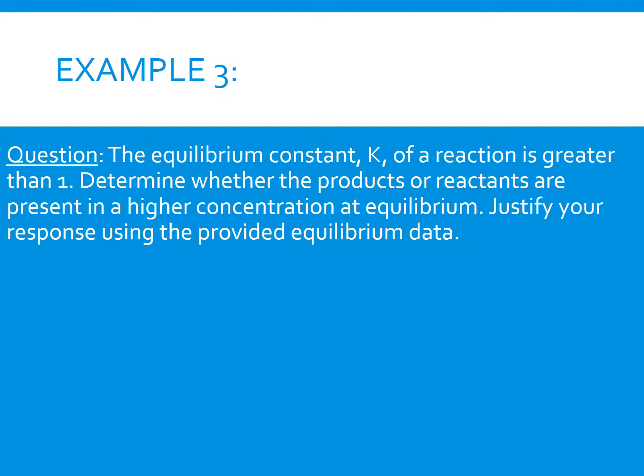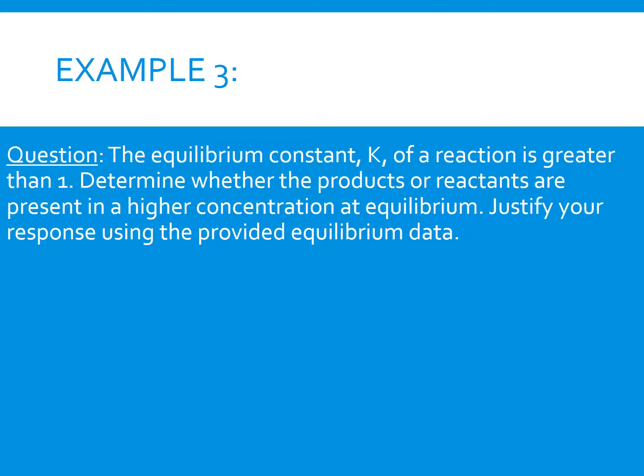The question says the equilibrium constant K of a reaction is greater than 1. Determine whether the products or reactants are present in a higher concentration at equilibrium. Justify your response using the provided equilibrium data. Doesn't really look like we have a lot of data here, does it? But the value of K, stating that the constant has a value greater than 1, is pretty important here. So pause the video, think about how that value relates to the concentration of products or reactants at equilibrium, and then think of how you'd word your response.